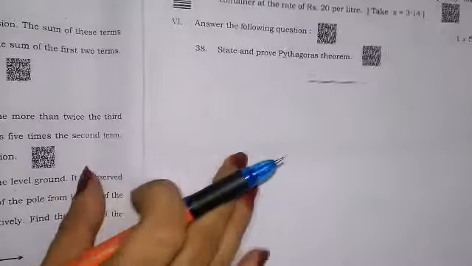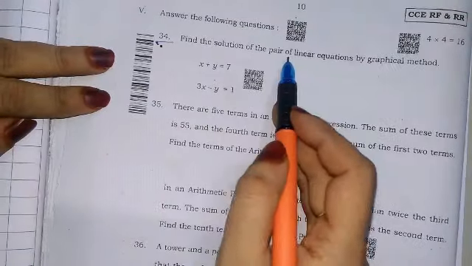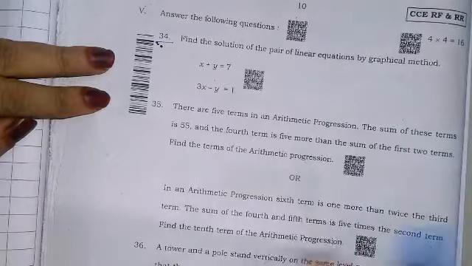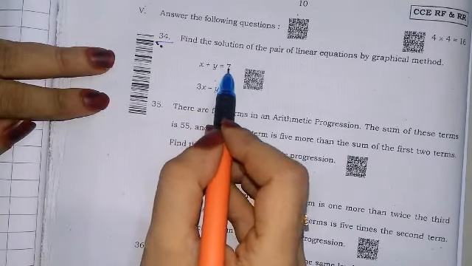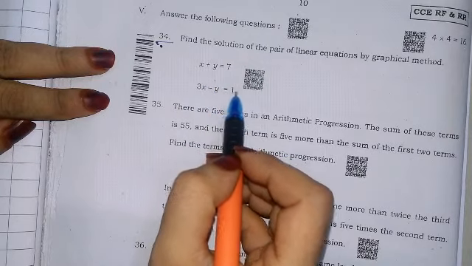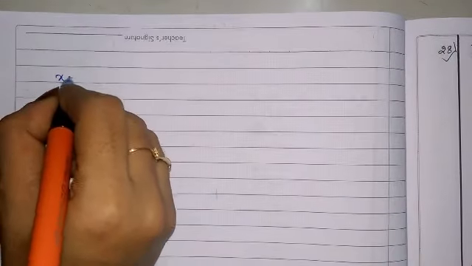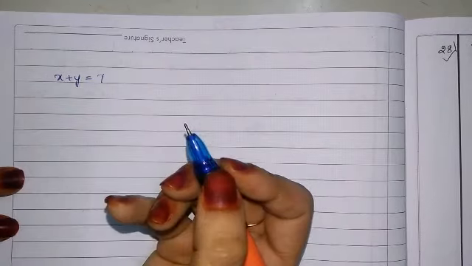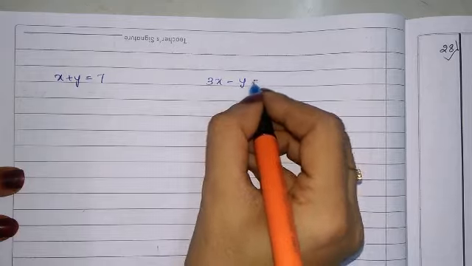Question number 34, the 5th mark question. Find the solution of the pair of linear equations by the graphical method. Here we have to do the graph: x plus y is equal to 7, 3x minus y is equal to 1. How we have to do this graph? Let me show you here. x plus y is equal to 7 and 3x minus y is equal to 1.